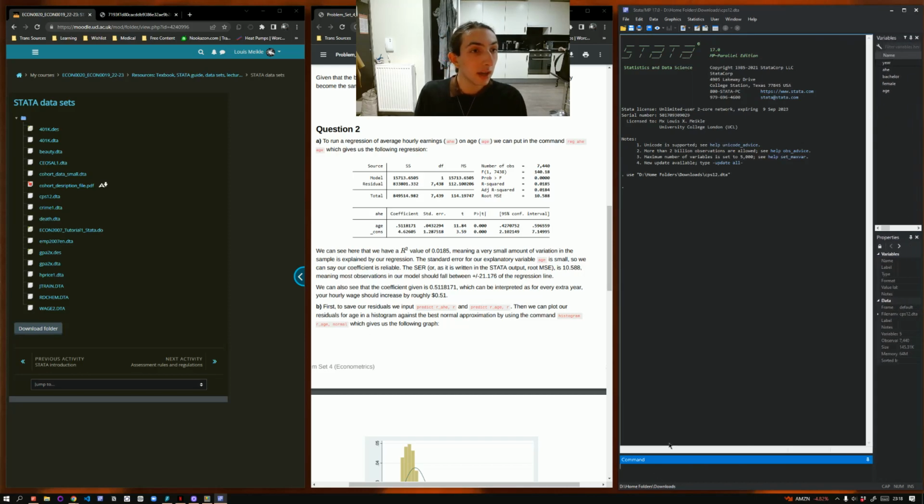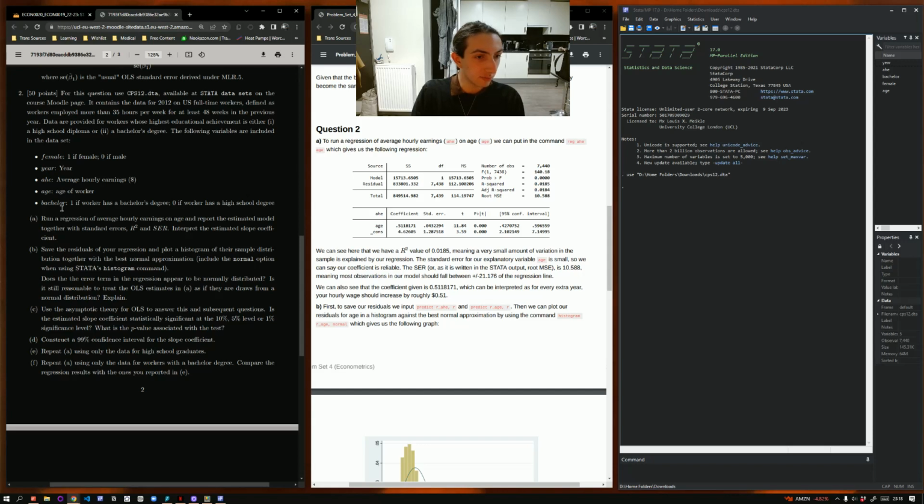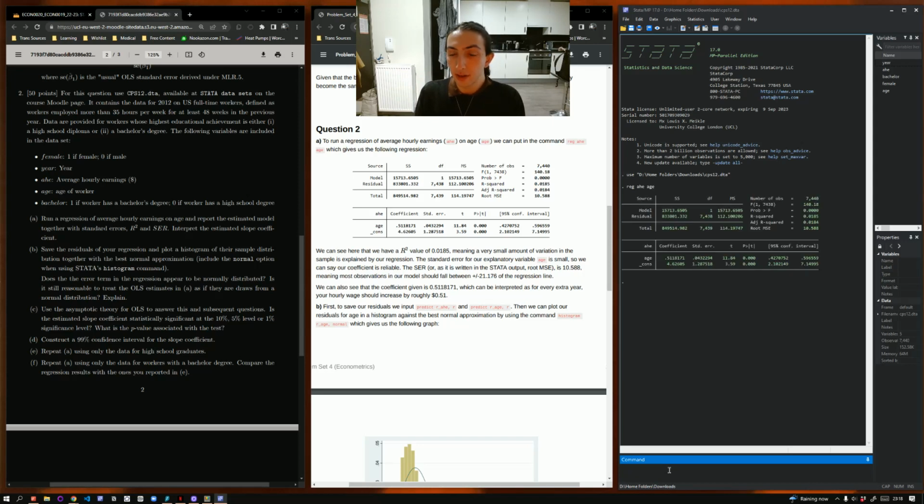Okay, so the first question is asking us to run a regression of average hourly earnings on age and report the estimated model. This is very simple. You're going to do regress, or reg, if you're cool, and we're going to do AHE, which is hourly earnings. So we're regressing hourly earnings against age, and then we just write in age, and you should get something that looks like this. You should have a coefficient of 0.511871 for age, and a constant of 4.62605. That's what you should be getting.